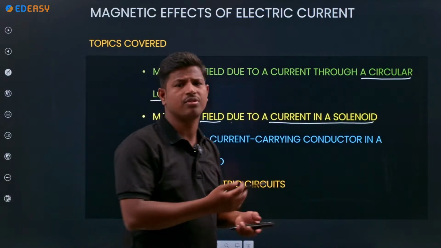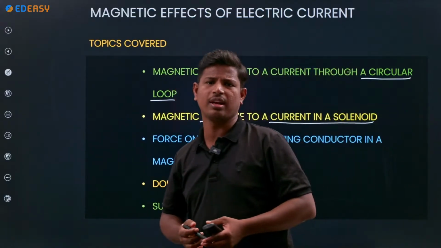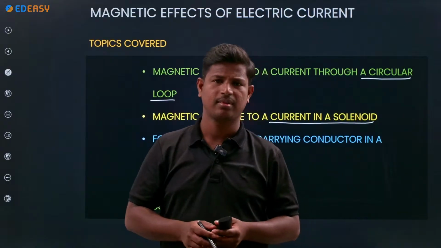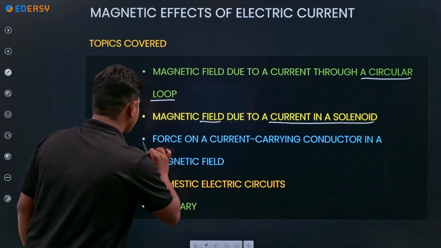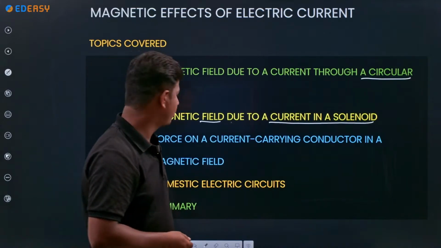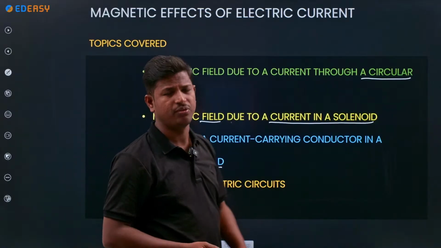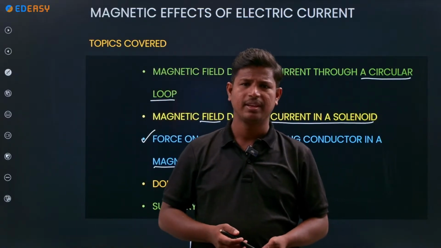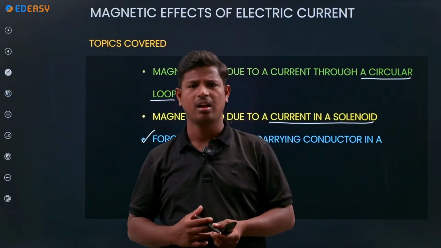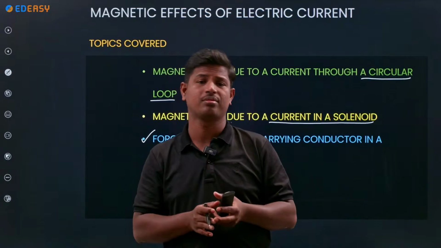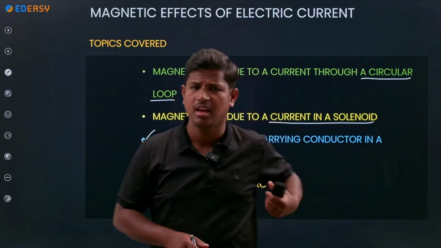What is a solenoid first of all? Then, if a current passes through the solenoid, how does it behave? That we will discuss here. Next, force on a current carrying conductor in a magnetic field. If you take a magnetic field and place a conductor in between the magnetic field, how does this conductor behave? Is there any force acting on the conductor or not? That we will discuss in this.